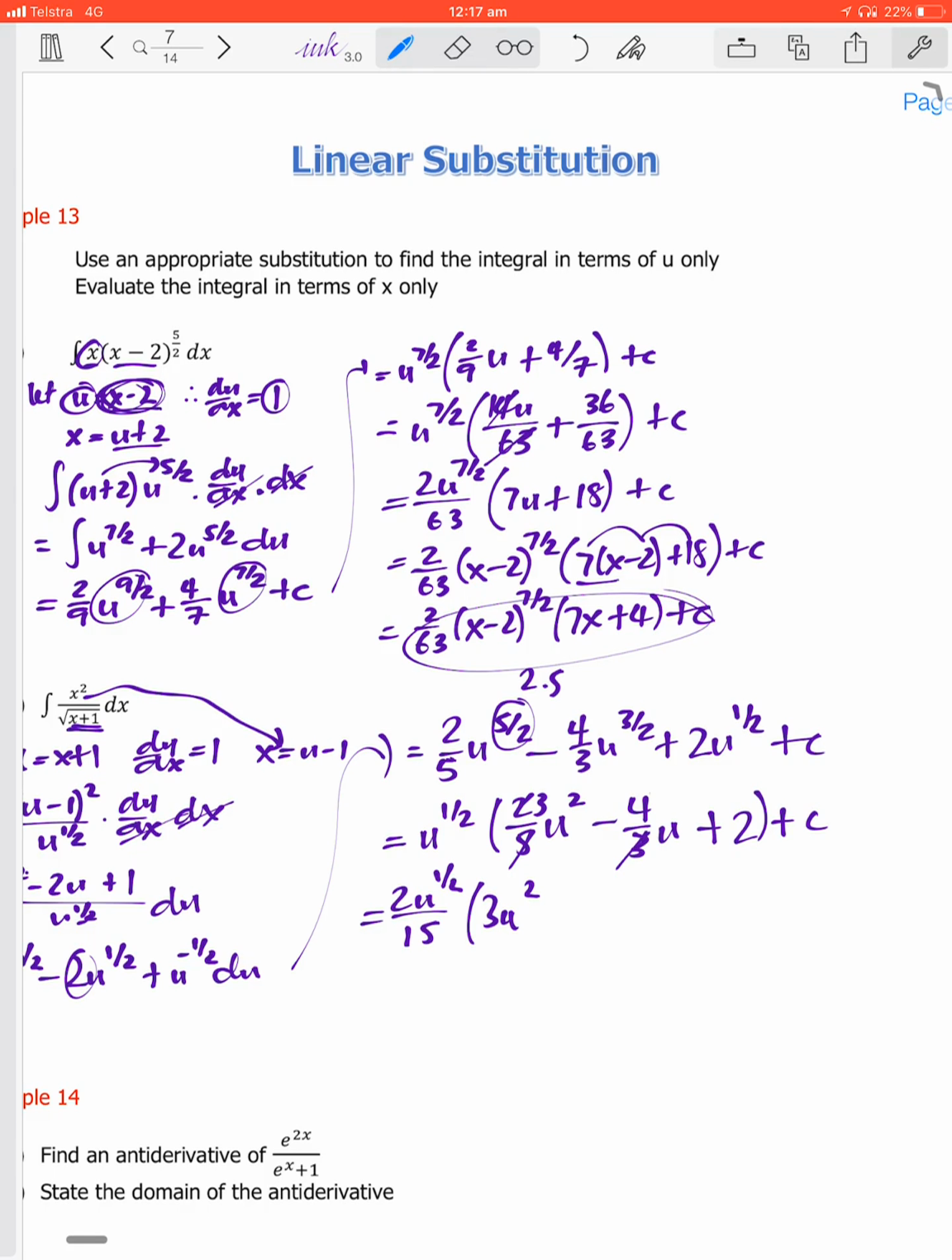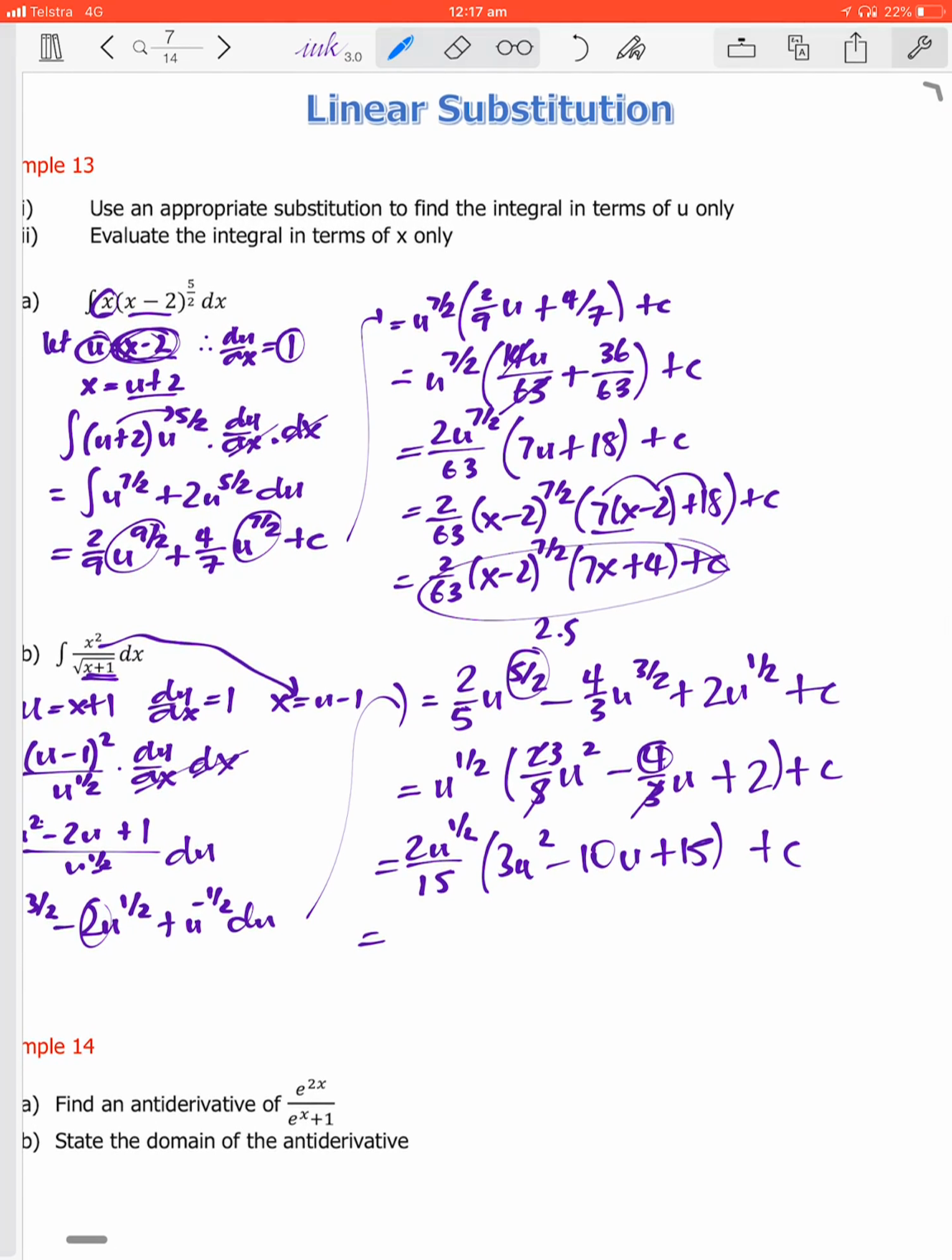I have to multiply that by 5. So I'd get 20 on top. But because I've taken a 2 out, I'm going to get a minus 10u. And then here, if I want to put it on 15, that's going to become 30. We've got to take out a 2. So it's plus 15 plus c. And then we know that u is x plus 1. So I get 2 root (x plus 1) on 15, 3 (x plus 1) squared minus 10 (x plus 1) plus 15 plus c. And of course you can expand that out, but I really can't be bothered.